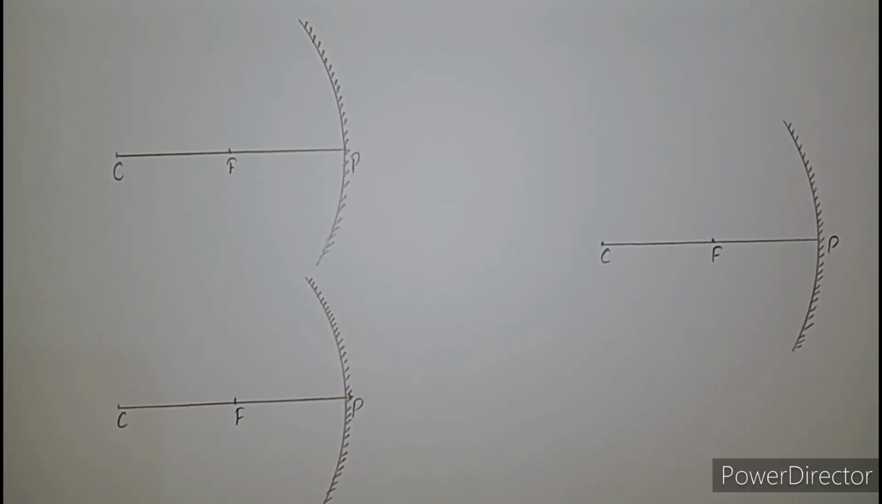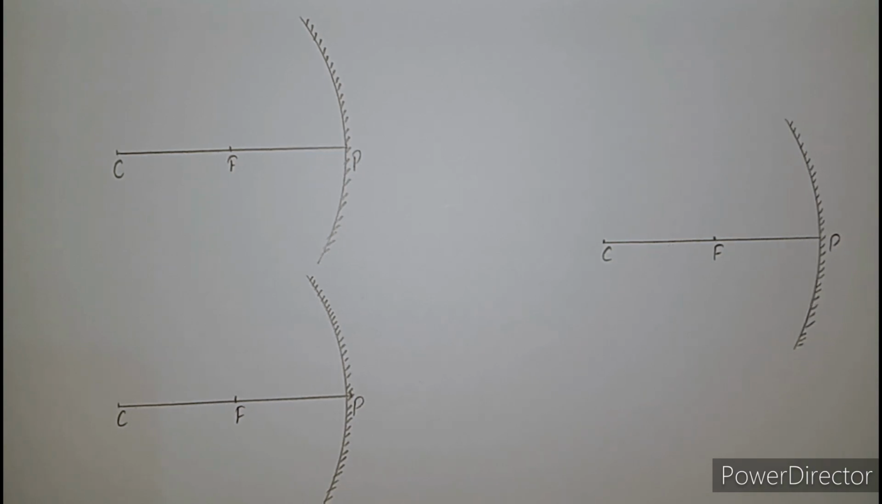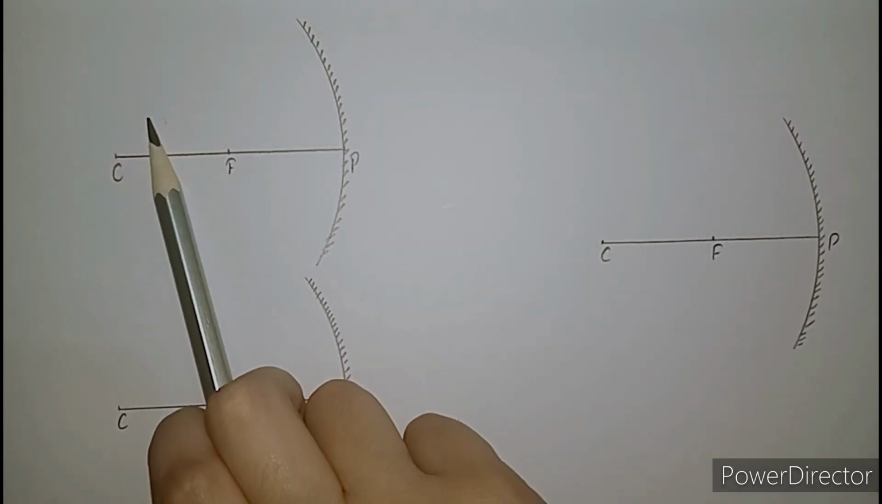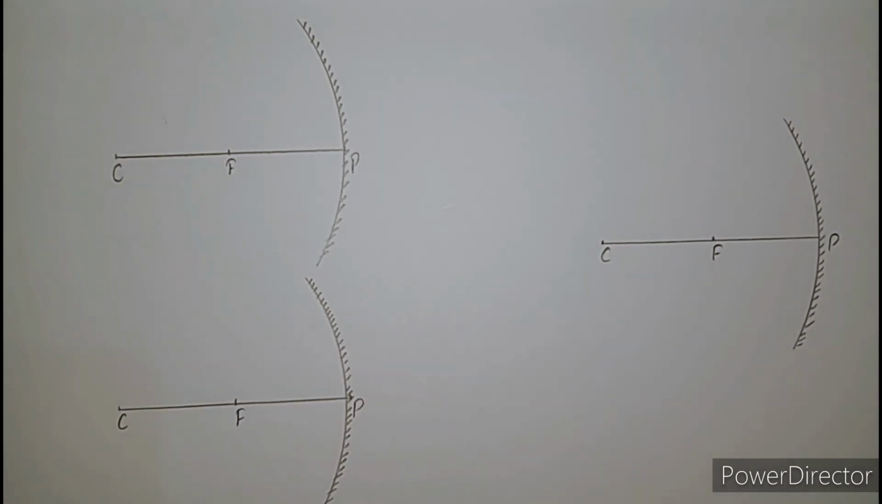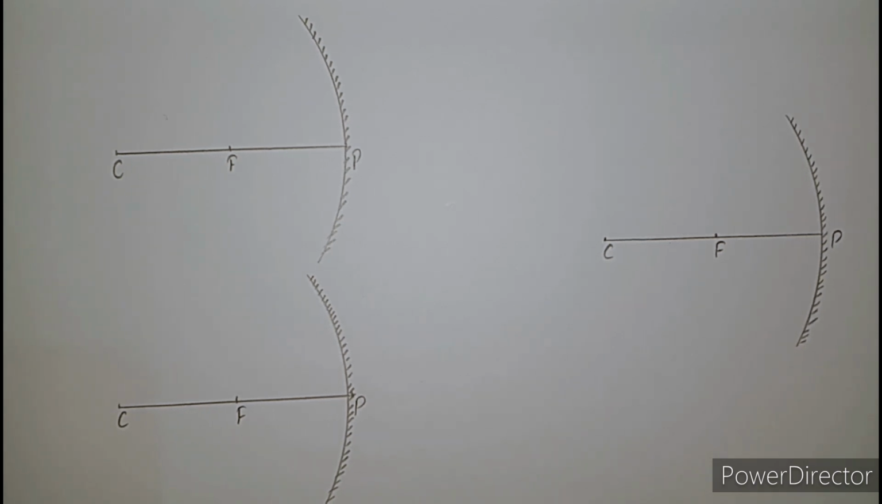So this video is all about the ray diagrams which are formed by spherical mirrors. The very first point which I would like to explain to you all is that when an object is placed in front of a concave mirror, the image is formed when at least two reflected rays intersect. For this, there are certain rules which I would like to explain.